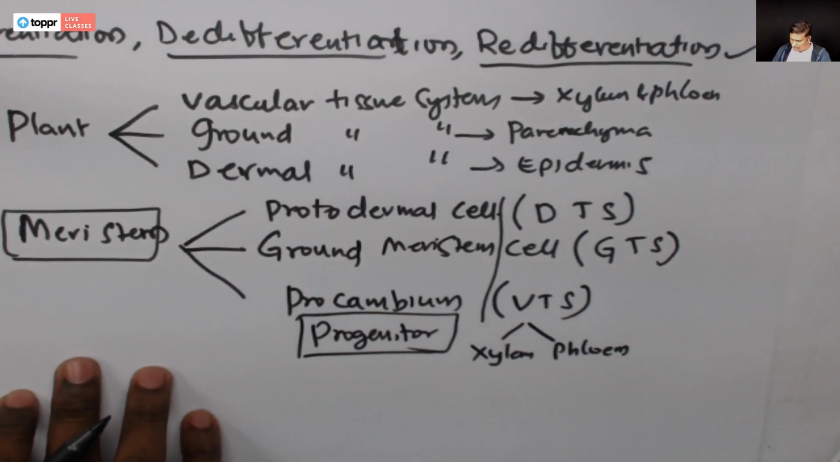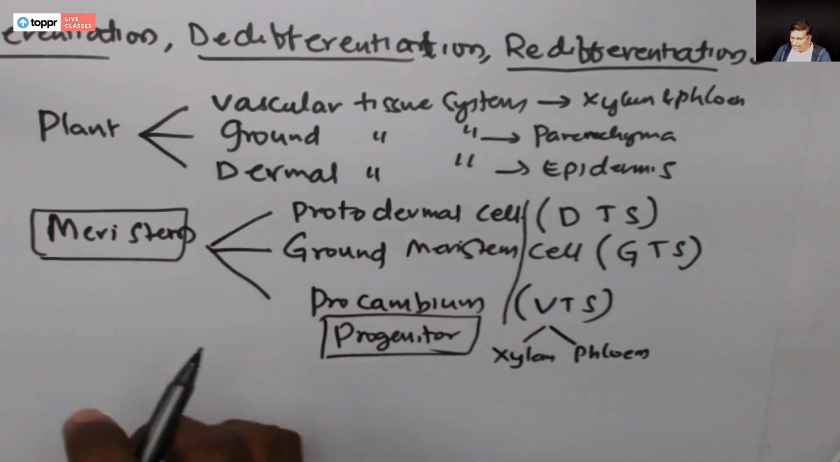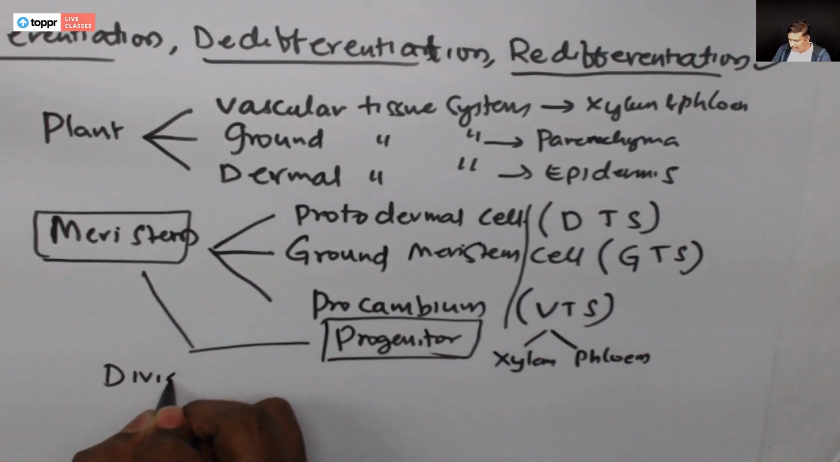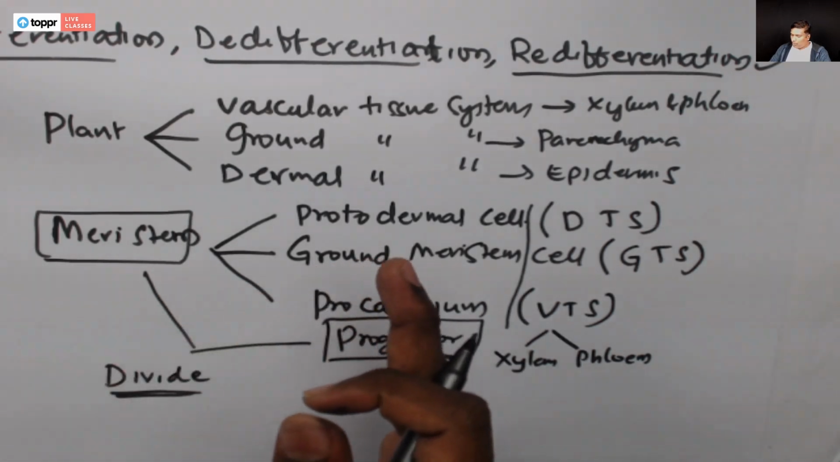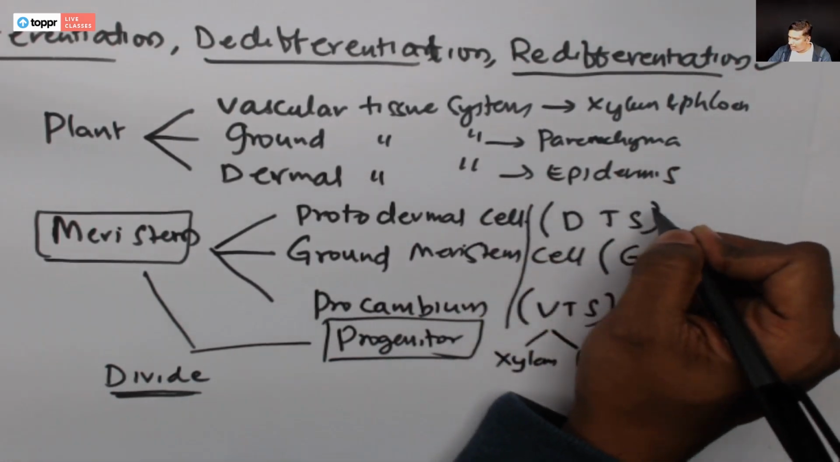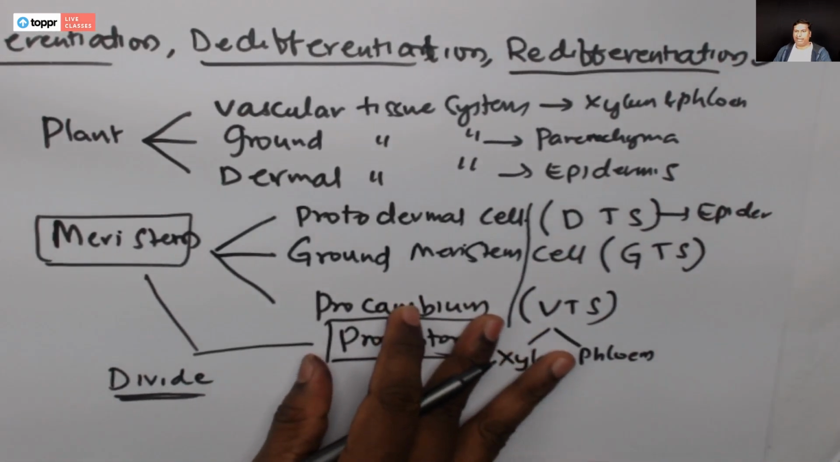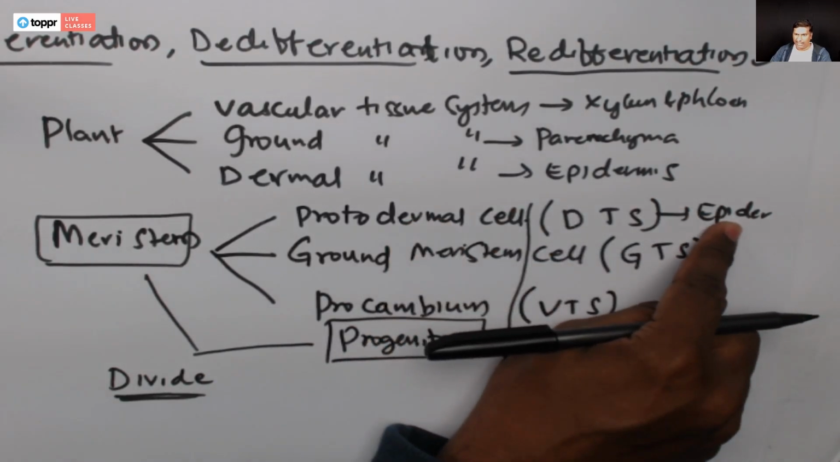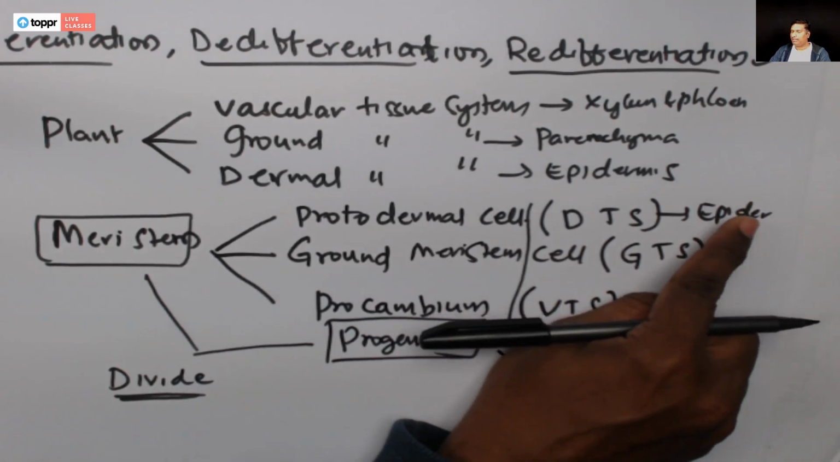What you have to understand here is that the meristem cells and the progenitor cells still have the ability to divide. However, the minute they convert into other kinds of cells, for instance from the protodermal cells you are getting your epidermis, the epidermis will no longer have the ability to divide. It loses its ability and performs just one function, which is to form a covering and protect the plant.